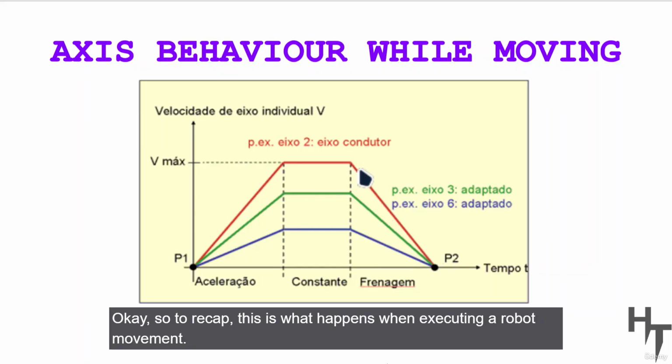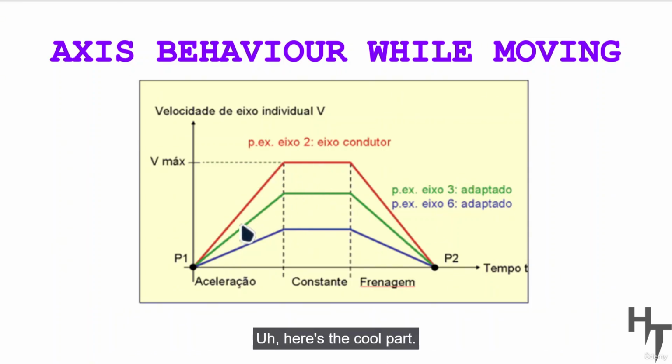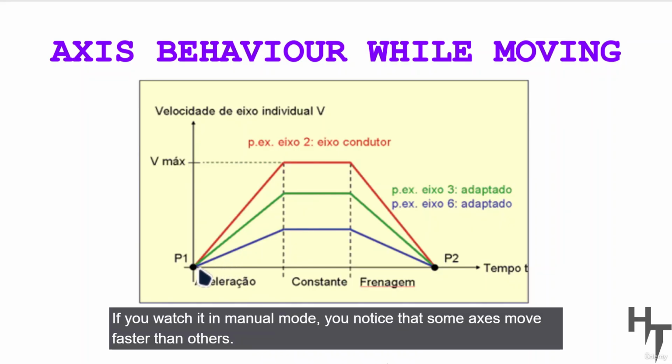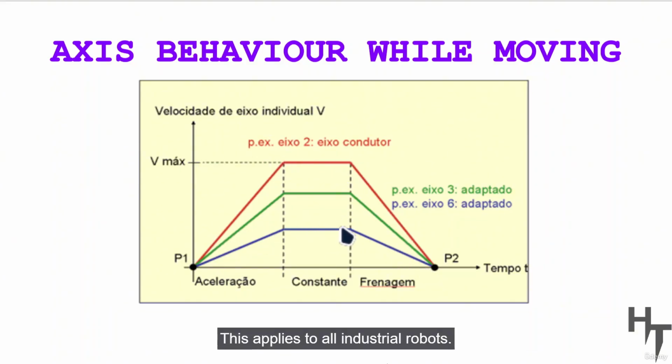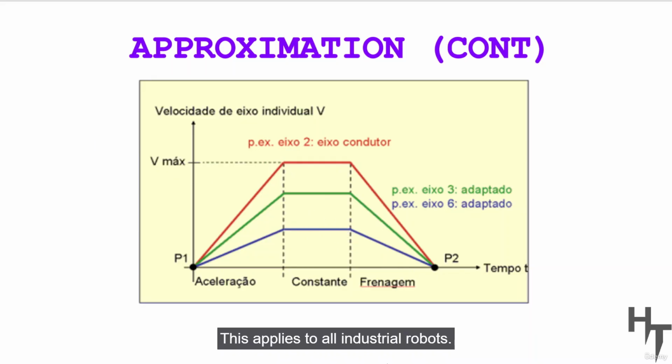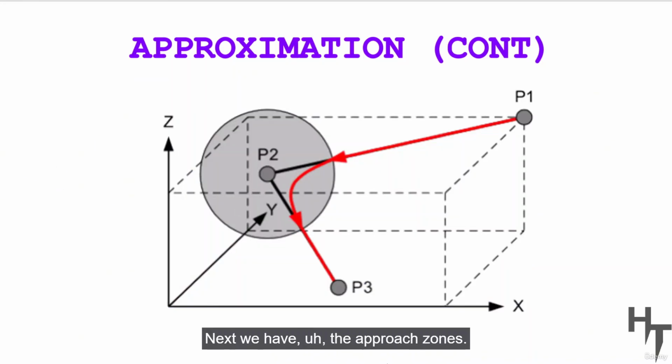Okay, so to recap, this is what happens when executing robot movement. Here's the cool part. If you watch it in manual mode, you'll notice that some axes move faster than others. This applies to all industrial robots. Right, moving on. Next, we have the approach zones.